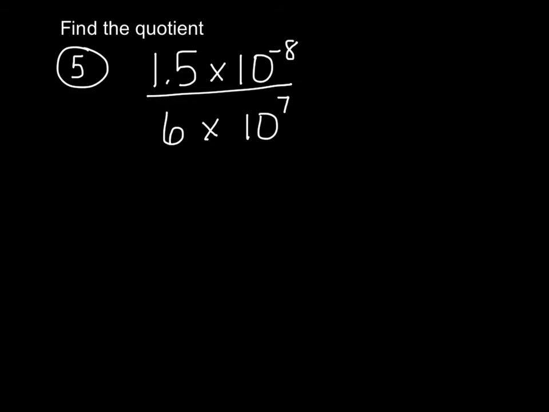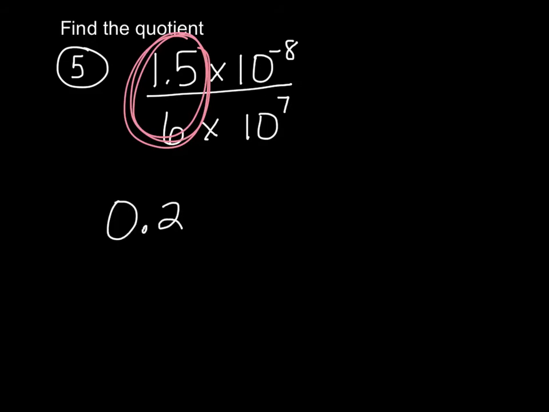The last operation is dividing. Find the quotient you are dividing. Step 1. Once again, it's just the same thing. Divide your factors. So we take 1.5 divided by 6. That's going to give me 2500ths or 0.25 times. Now, when you multiply, you added the exponents. When you divide, you subtract.